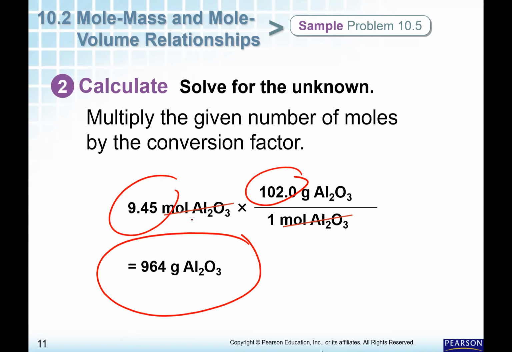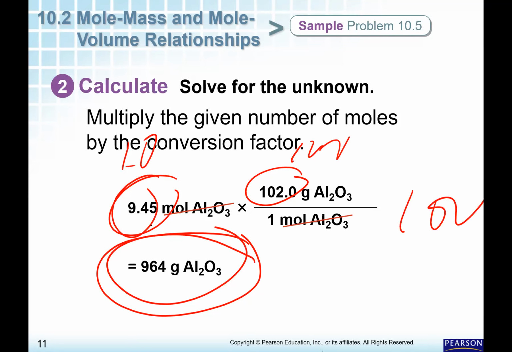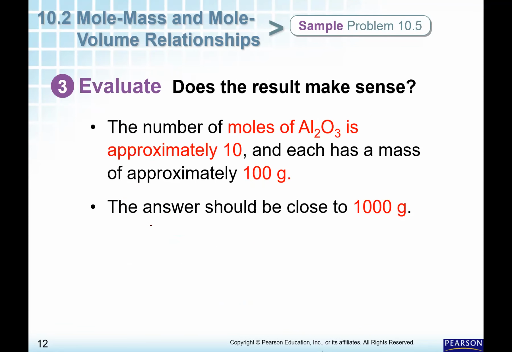Usually, in order to evaluate, we said that you make the numbers whole numbers. Instead of 102, make it like 100. And this is like 10. 10 times 100, that's 1,000. And this answer is closer to 1,000. So that is the way we evaluate it. Okay, so around 1,000 grams.